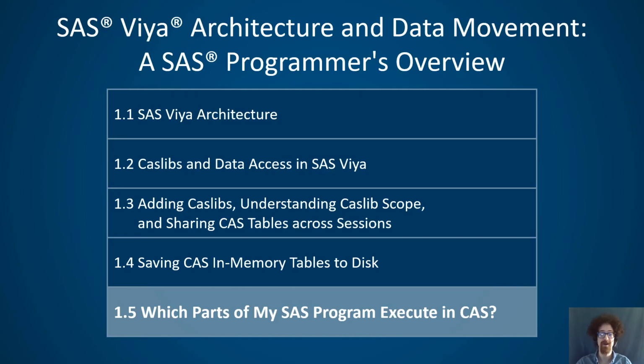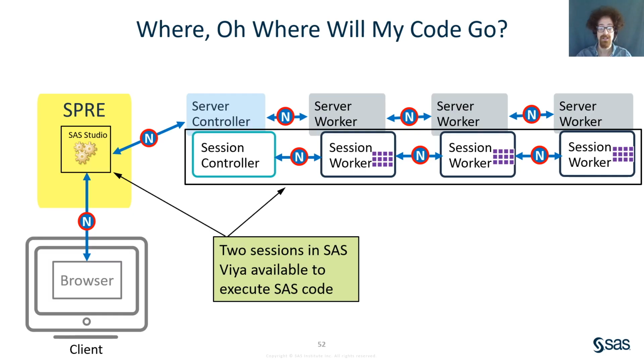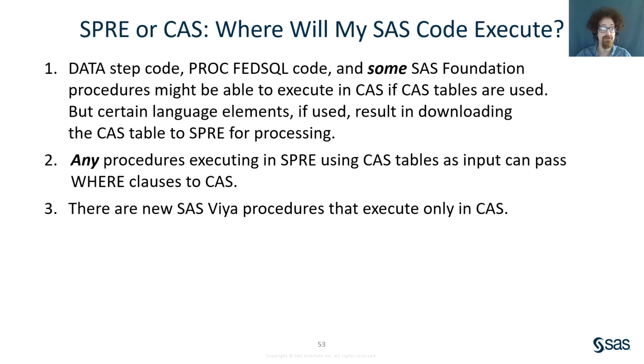Finally, a few words about where SAS programs execute in SAS Viya. There are in fact two places where your SAS code now executes. Things either execute in the CAS session or they execute in the SPRE session, that is the SAS Programming Runtime Environment. This matters because it can affect performance. It can affect where data has to be moved in order to process, and only CAS processes execute in parallel in a multi-machine environment.